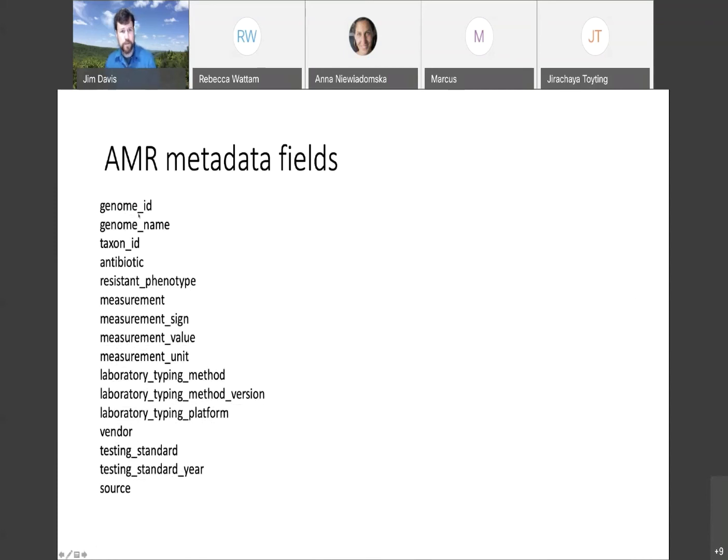The metadata fields that we try to populate are very similar to the NCBI antibiogram template. We're trying to get the genome, the taxon ID, the antibiotic, obviously, the phenotype, the measurement sign, and the typing method. If it's a susceptible, intermediate, or resistant call, we want to know the standard. If it's a particular machine, we want to know who the vendor is, and what year the standard was established, because sometimes the standards change for calling susceptible, intermediate, and resistant genomes, and sometimes the various standards like CLSI and EUCAST differ, so you need to know those things in order to work with the data.